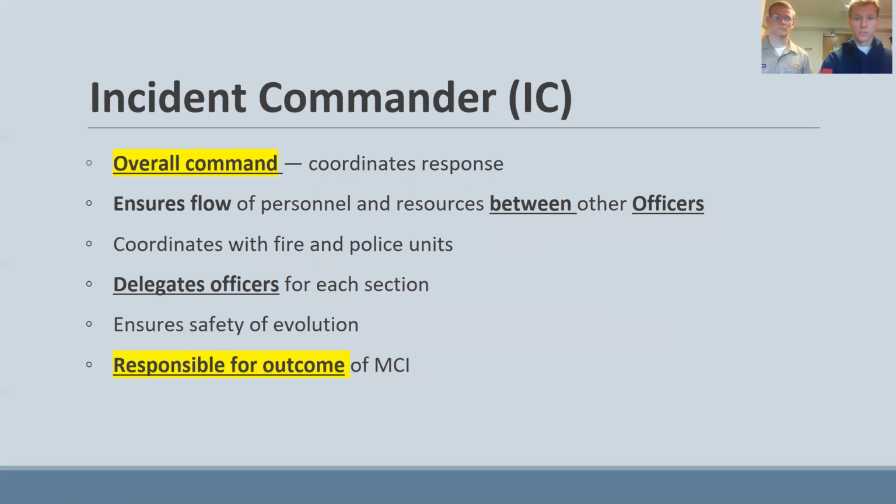Next up is the officer positions. So to start, we have the incident commander. They are the captain. They are officially in command of the situation. They ensure the flow between the officers, delegate roles, ensure safety, and they're responsible for the outcome of the incident. They are the person in charge. They make the calls for the major events and delegate to the officers what they want to see throughout the whole process.